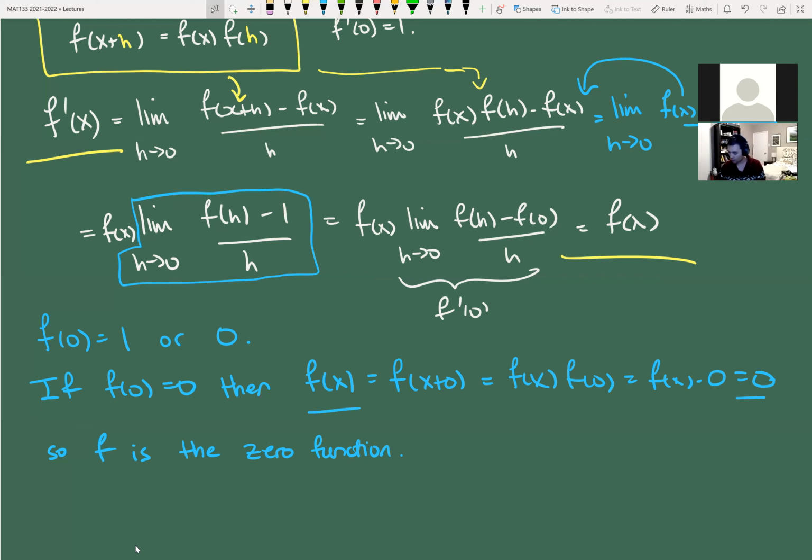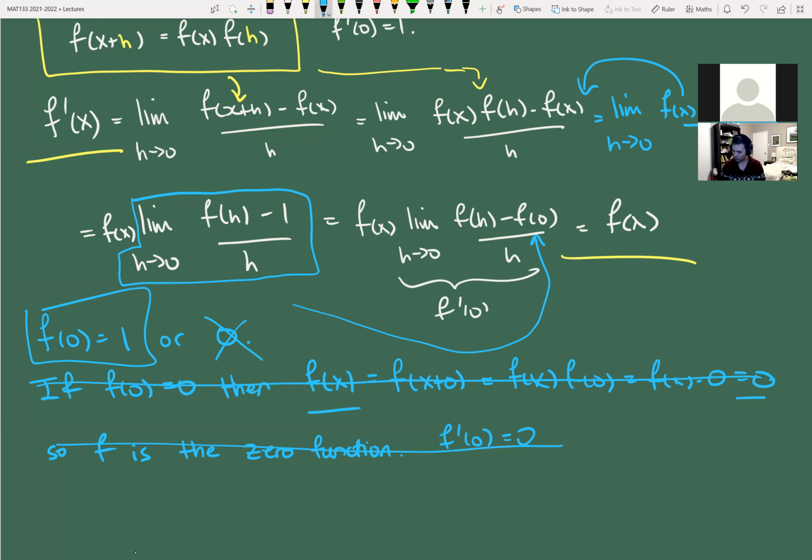Anyway, if f of 0 is 0, then f is the 0 function. And in that case, f prime of 0 is equal to 0. And we said in part of the question that f prime of 0 had to be 1. So that means this is not possible. So that means that f of 0 has to be 1. So now we plug f of 0 equals 1 into this equation, and we get something that we recognize as being f prime of 0.